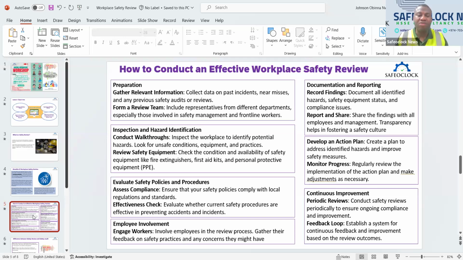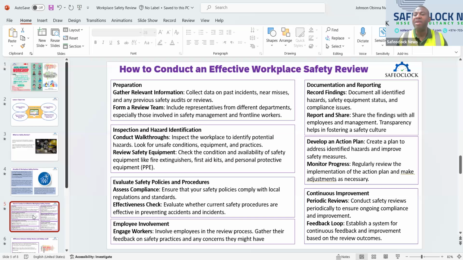Then the next step is to evaluate the policies and the procedures, trying to check if these policies and procedures are in compliance with what the regulations and the standards have stated. What is the effectiveness of your policies and your procedures? Are they achieving what they are supposed to achieve?